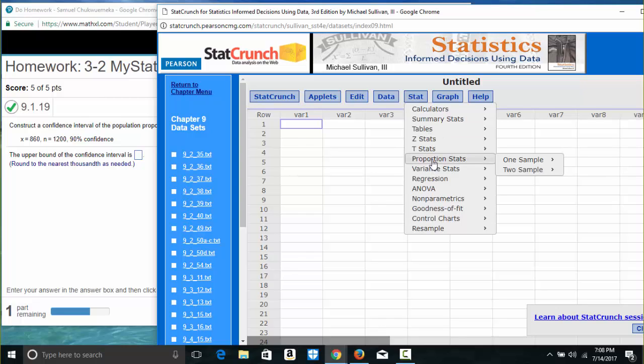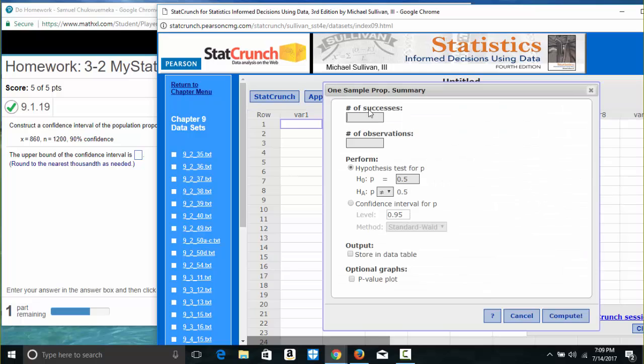Estimating population proportion, and this is still one sample. What we are doing in this module is one sample. Later in other modules, we are going to do 2 samples. So this is one sample, and this is with summary. X is the number of successes, and that is 860. Number of observations is the sample size, and that is 1200.